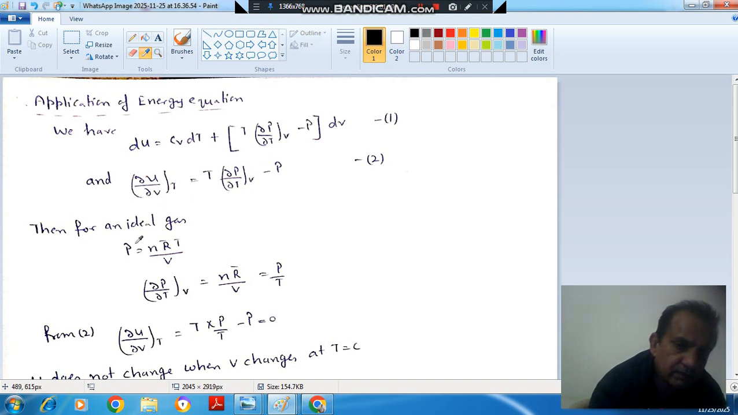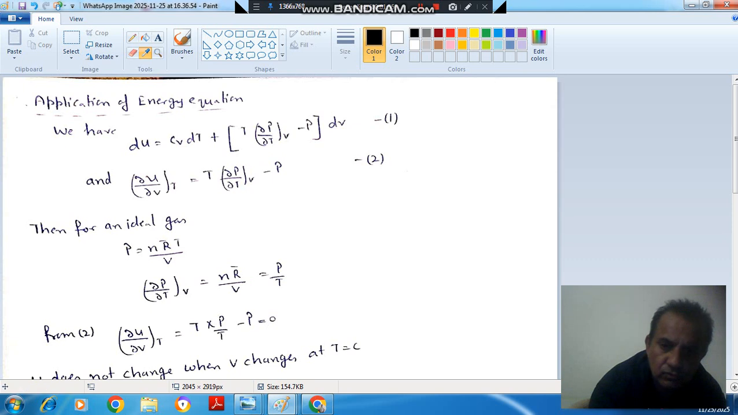Suppose we have an ideal gas, then for an ideal gas PV is equal to nRT. So (∂P/∂T) at constant V will be equal to nR by V. If we take volume constant and differentiate pressure with respect to temperature, it will be nR by V, and this will be equal to P by T. So if we put it here, (∂U/∂V) at constant temperature will be T into P by T minus P, that is equal to 0.